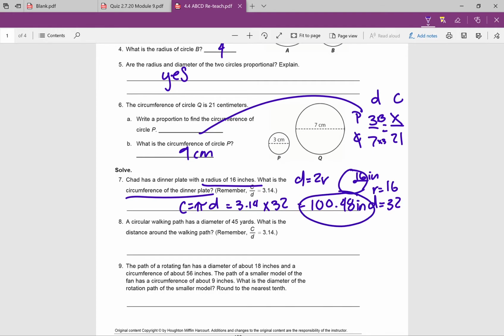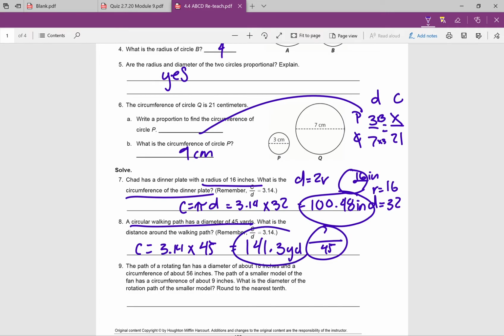That was the answer. Now we have another word problem. Circular path, diameter 45. So I'm given the diameter already. So C equals 3.14 times 45. When you multiply those two, you get 141.3, and these are yards.